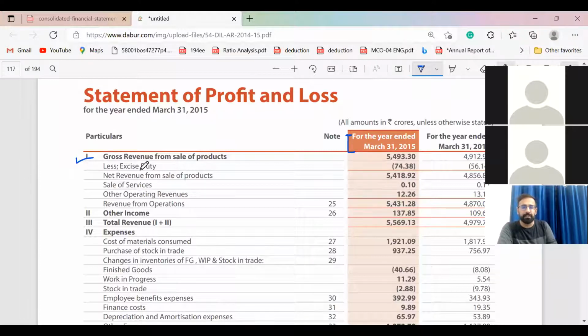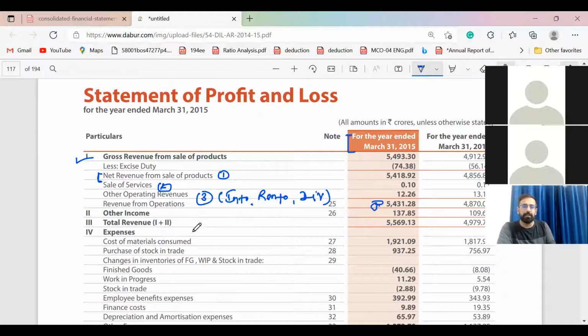After they reduce excise duty, they have calculated net revenue from sale of product, right? Then they have written their sale of services, and after that they are writing other operating revenue. So other operating revenue, it may include interest, rental income, dividend, etc., right? Then what they have done is the total of all three items, that is net revenue from sale of products, sale of services, and other operating revenue.